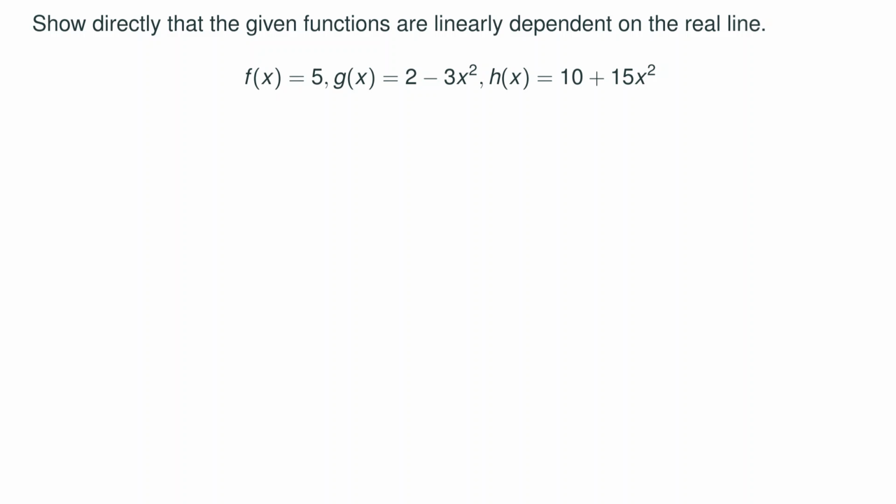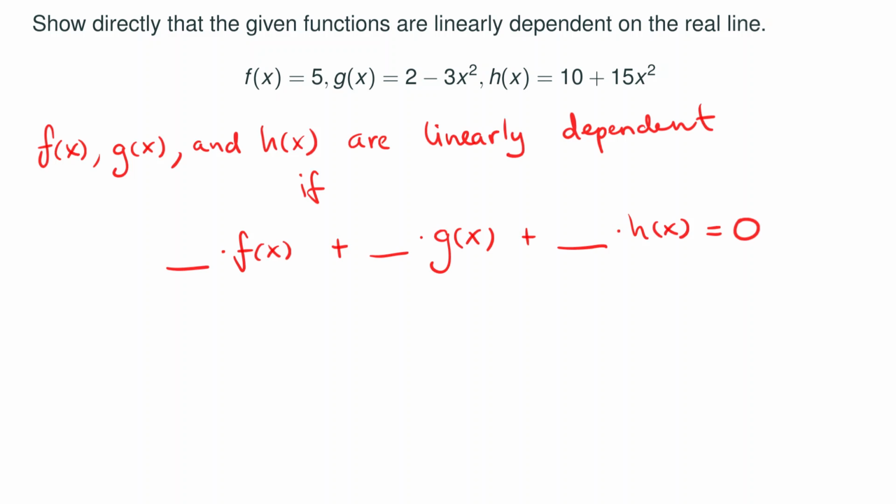Here we're given three functions, and we need to show that these functions are linearly dependent on the real line. So in order to do that, we are going to show that there can be a constant multiple of these functions in such a way that the total sum equals 0. So we need to find the constants that we can multiply by f of x, g of x, and h of x, and have the total sum equal to 0.